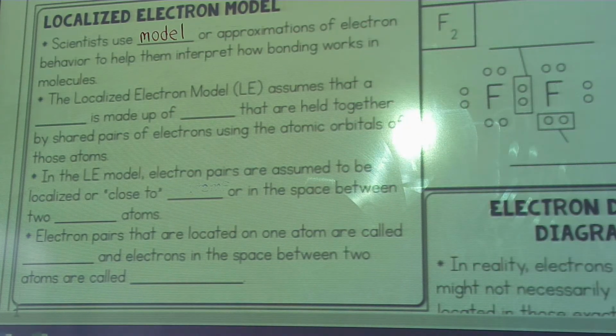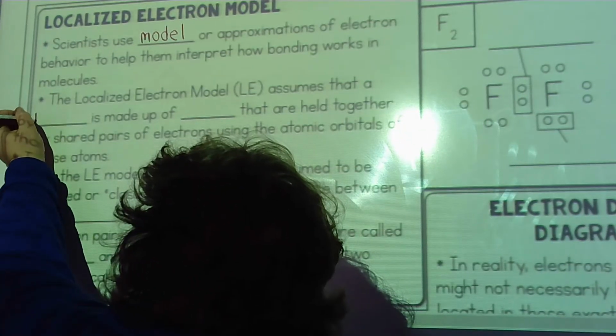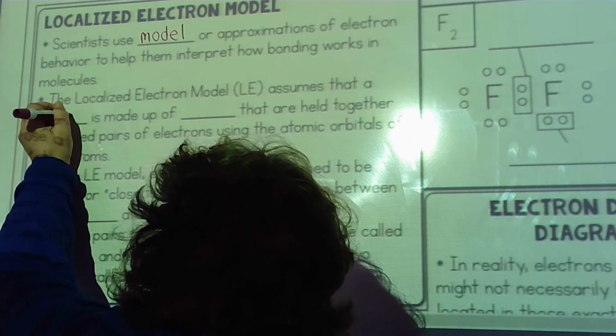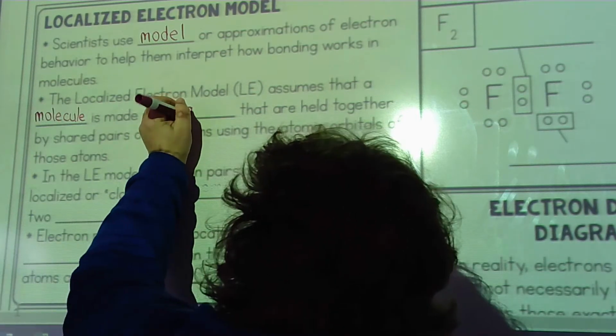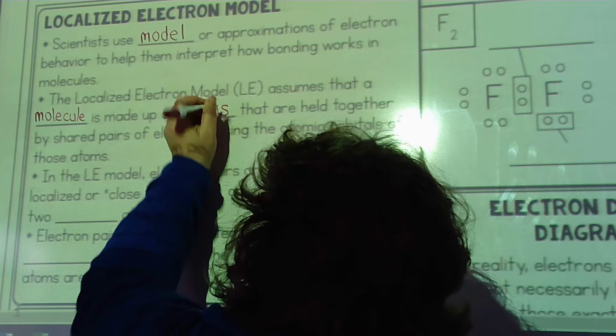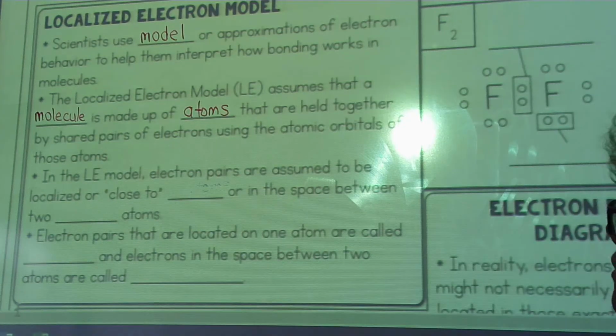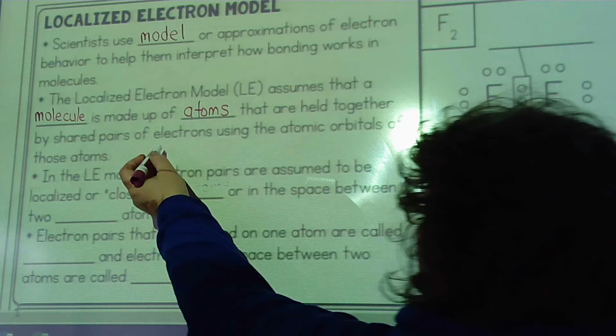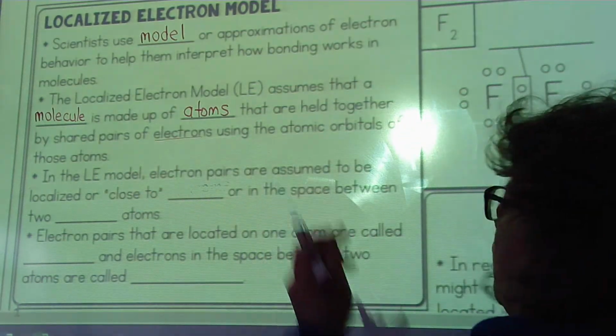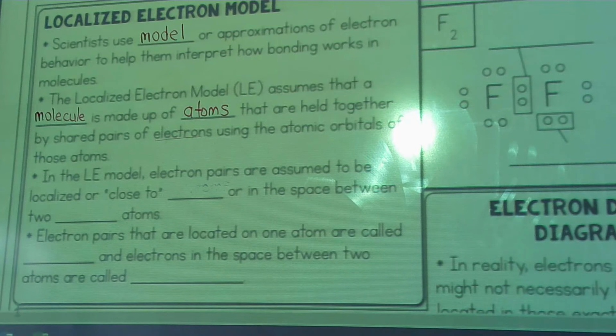There are a couple of assumptions that we have to talk about if we're going to use this model. The first assumption is that a molecule is made up of atoms that are held together by shared pairs of electrons. So these pairs of electrons are orbiting around both atoms. Electrons are being shared by two different atoms or more, which causes them to be in close proximity together and held together.